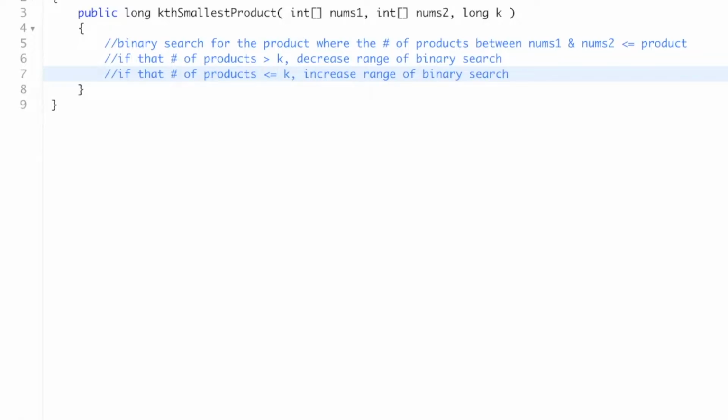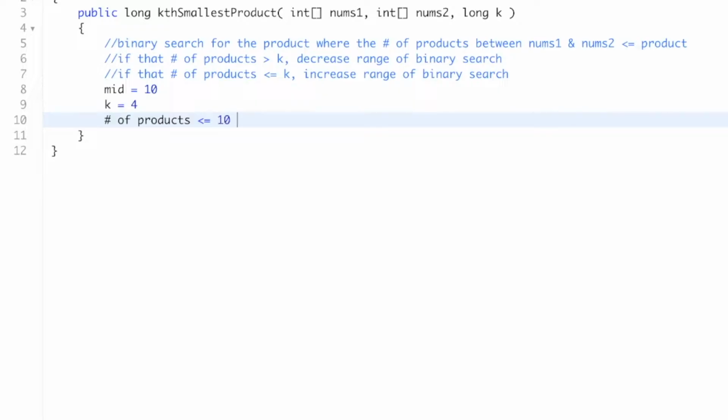When we're binary searching for a product, let's say our midpoint was equal to say 10, and let's say that k equals 4. This midpoint just represents the product that we're trying out. We want to know how many products are less than or equal to 10 here, and we want to find the fourth smallest product. Let's say that the number of products less than or equal to 10 happens to be 4.